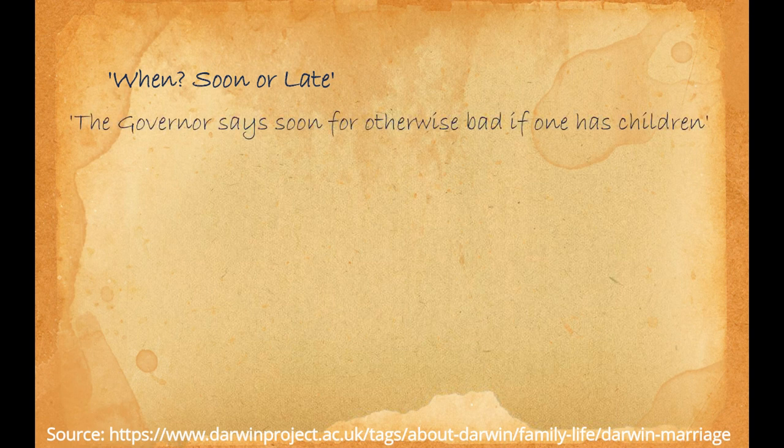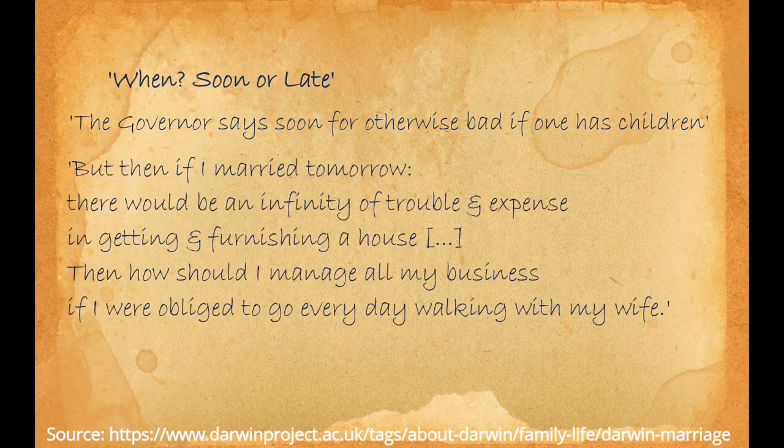The governor says soon for otherwise, but to marry late if one has children. But then it looks like he has some doubts again. But then, if I married tomorrow, there would be an infinity of trouble and expense in getting and furnishing a house. Then how should I manage all of my business if I were obliged to go every day walking with my wife? Finally he adds, poor slave, he will be worse than a Negro. Whoa, okay Charlie, maybe let's leave it here and move on.